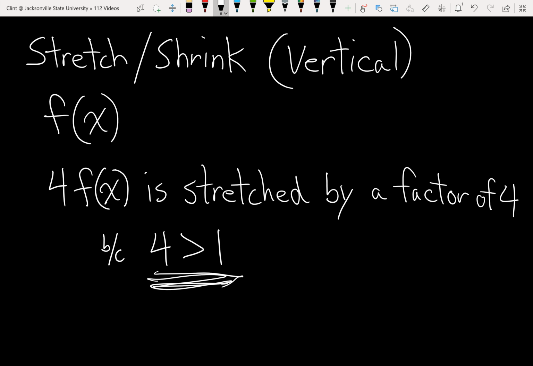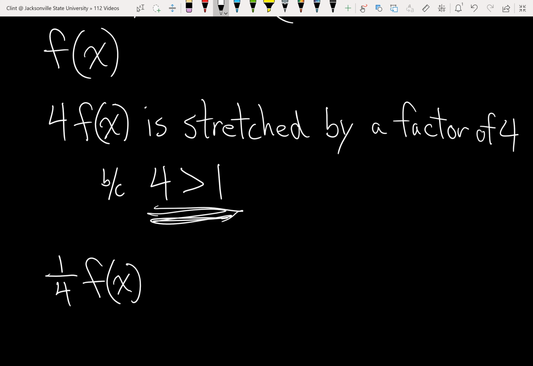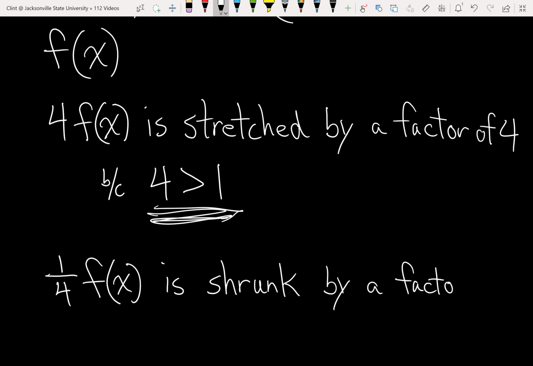So what if the number we multiply by is not bigger than 1? Well, let's think about 1/4 f of x. So that's not bigger than 1. And then that is going to be shrunk, I guess, or compressed. That's going to be shrunk by a factor of 4, because we're kind of dividing by 4.